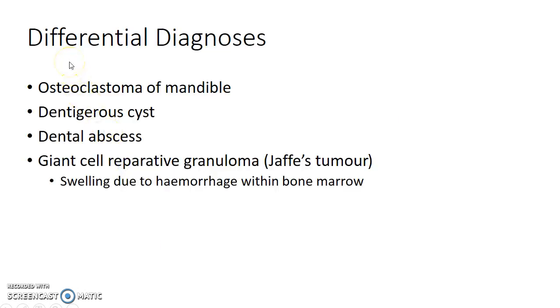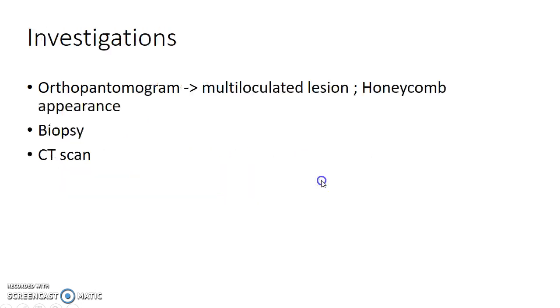Now, what are the differential diagnosis of ameloblastoma? Ameloblastoma should be differentiated from osteoclastoma of mandible. Osteoclastoma is tumor of the bone. It should be differentiated from dentigerous cyst. A dentigerous cyst is a cyst containing a tooth. It should be differentiated from dental abscess and giant cell reparative granuloma or Jaffe's tumor. It is a swelling which occurs due to hemorrhage within bone marrow.